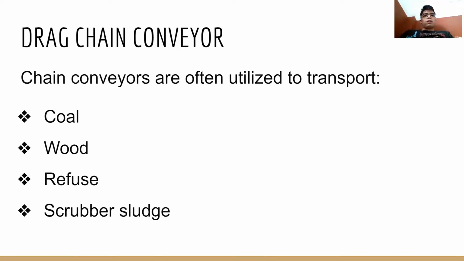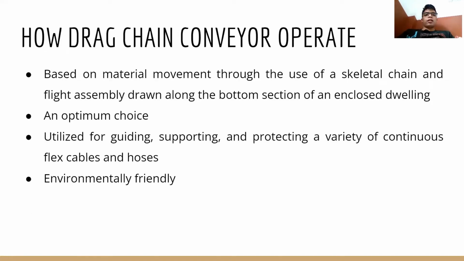Drag chain conveyor. Chain conveyors are often utilized to transport coal, wood, refuse, and scrubber sludge in pulp and paper mills, waste-to-energy facilities, and coal-fired electric power plants. So how does a drag chain conveyor operate? The principal operation of a drag chain conveyor is based on material movement using a skeletal chain and flight assembly that is drawn along the bottom section of an enclosed housing.